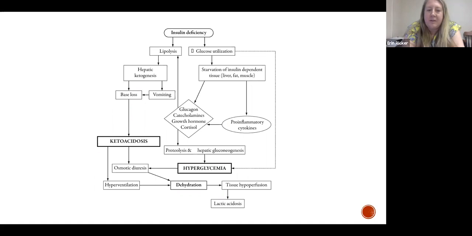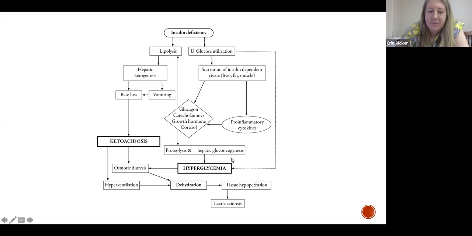This can lead to some vomiting, which further creates a base loss and ketoacidosis. At the same time, you're not able to use your glucose, so your body thinks that you're starving and will further increase your stress hormones, including glucagon, catecholamine, growth hormone, and cortisol. This also will stimulate some pro-inflammatory cytokines, which get that fire going even faster, encouraging further proteolysis and hepatic gluconeogenesis.